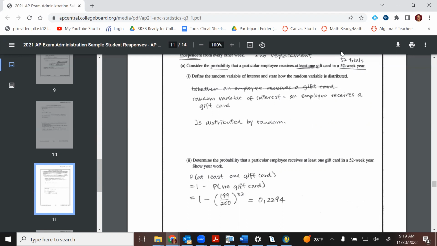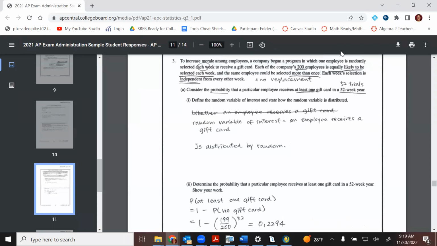They did not fully identify the random variable. What is our random variable here? Maybe the 200 employees is a pick for the gift card. Each week's selection is independent from every other week. So we want to consider the probability that an employee receives at least one gift card.